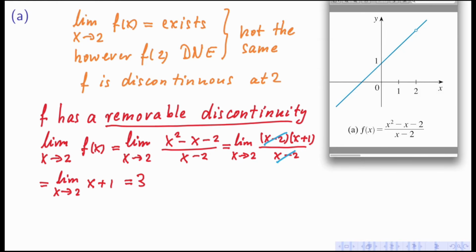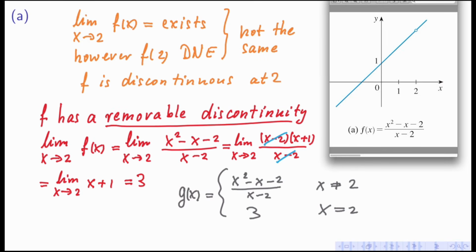So to remove the discontinuity, we should do the following. We should define, let's call it maybe g of x, to be x squared minus x minus 2 divided by x minus 2 for x not equal to 2. And then we can define it as 3 for x equal to 2. And so then the function g has the discontinuity removed. g would be continuous at 2, f is not continuous at 2.